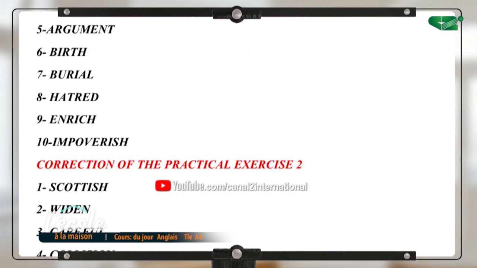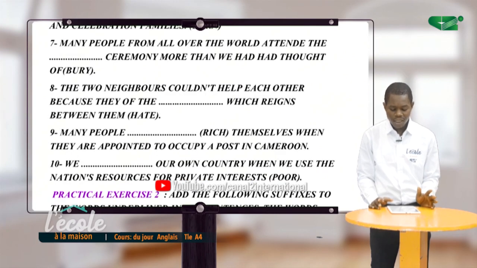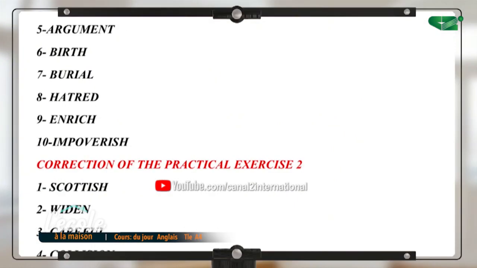Number 8. The two neighbors couldn't help each other. Why? Because of the, inside the bracket, hate. Because of the hatred which reigns between them.